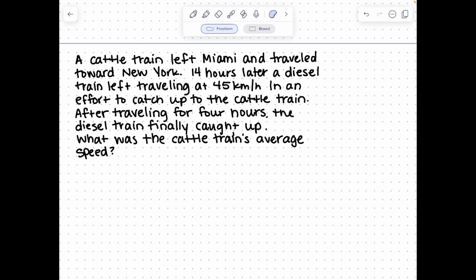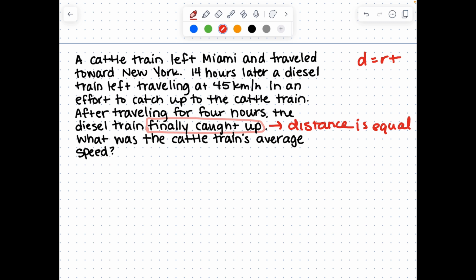One of the things to realize here, so this is on our distance, rate, time section, so we are working with that idea of distance equals rate times time, right? The other thing to think about is that when the train catches up, at that point, the distance is equal.